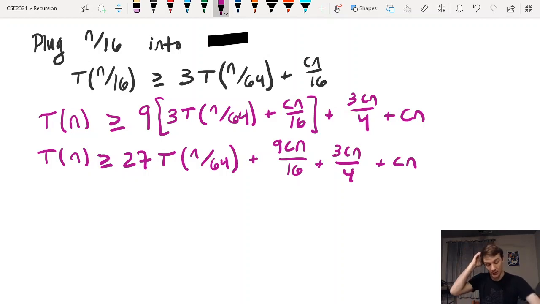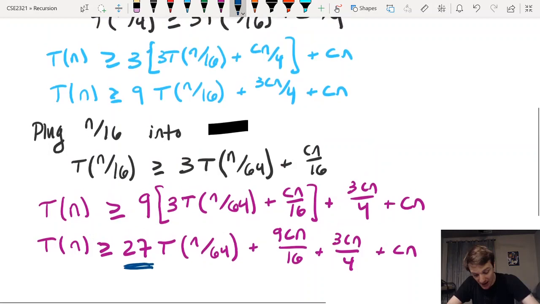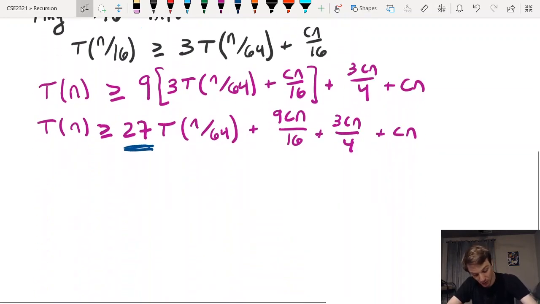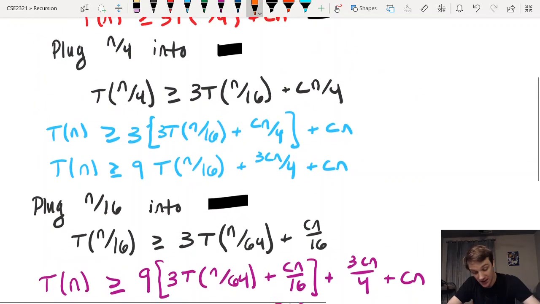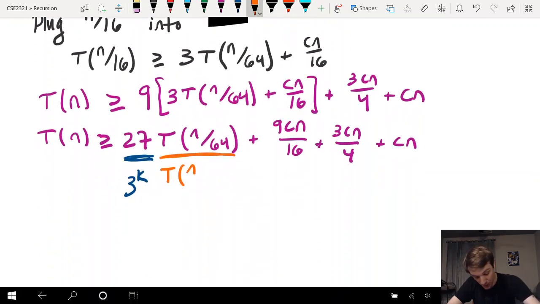Now we need to identify a pattern. This pattern is not necessarily obvious, but let's try. The first term here, the 27 and the 9 and the 3, hey, those are powers of 3. So that looks like 3 to the k. The T of n over stuff looks like T(n/64), n over 16, and n over 4. That's n over powers of 4.